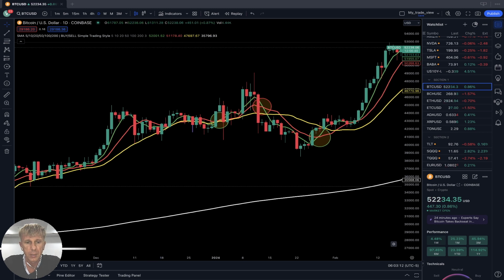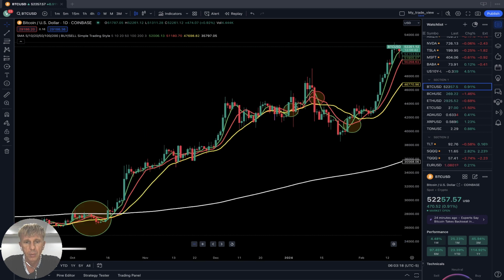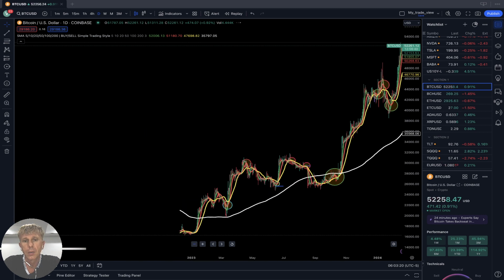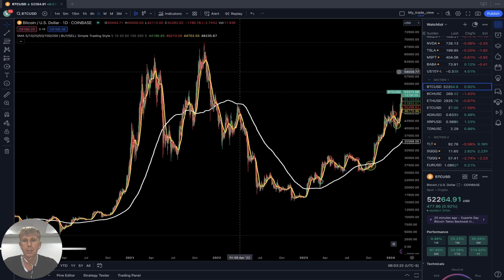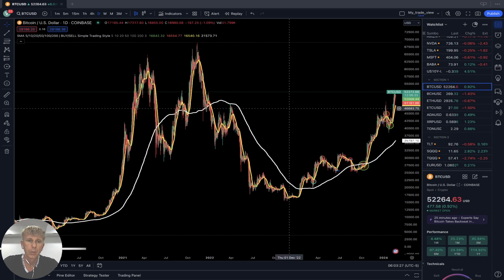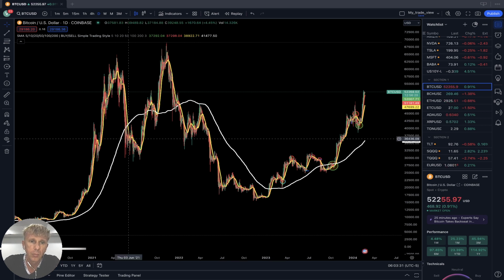Let me maximize it, minimize it. Let me minimize it. I just minimize it. Look at that chart. It's Bitcoin, right? You see the yellow line and bars.